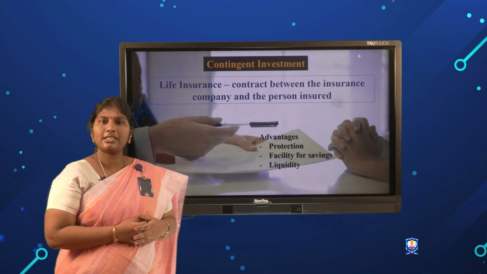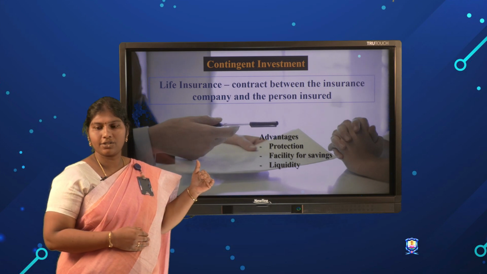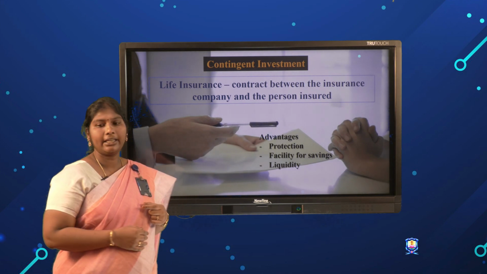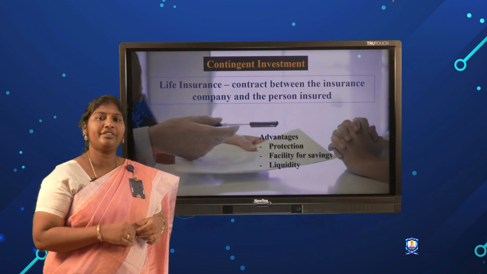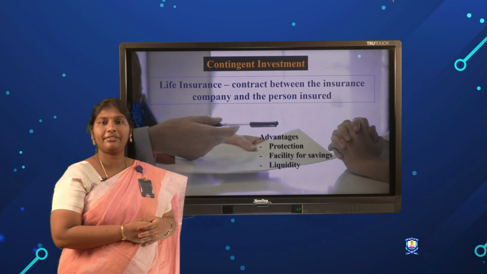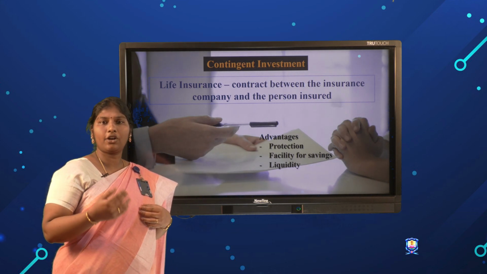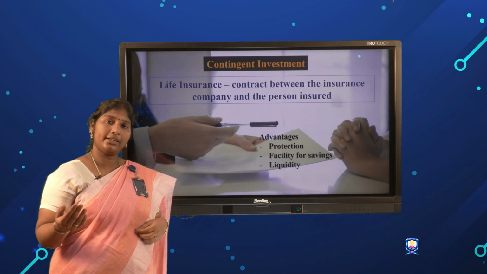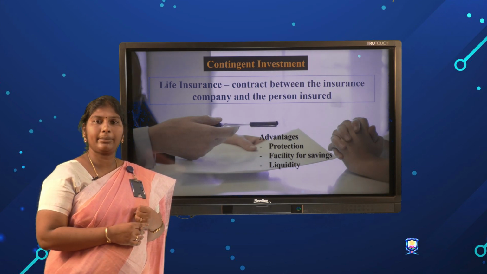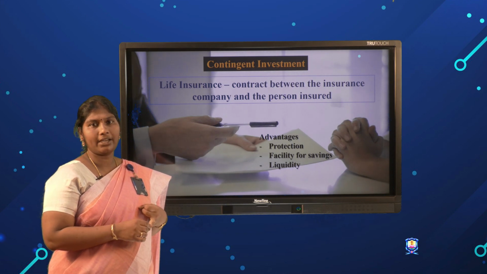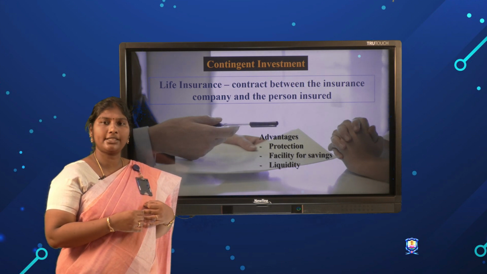This contingent investment carries a lot of advantages also. The first one is protection. Here, protection against the risk of early death. Next is the facility of savings. It allows the insured to make payments according to their preferences. Either it can be monthly, once in 2 years or once in 4 years.